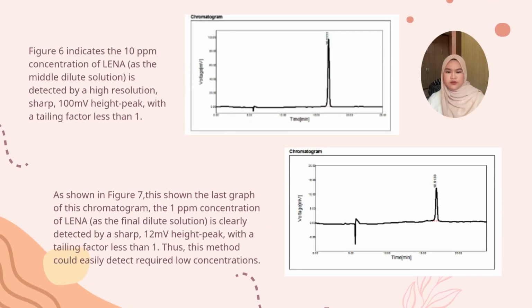Figure 6 indicates the 10 ppm concentration of Lena as the middle dilute solution. It's detected by a high resolution, sharp 100 mV high peak with a tailing factor less than 1. As shown in figure 7, this shows the last graph of this chromatogram. The 1 ppm concentration of Lena as the final dilute solution is clearly detected by a sharp 12 mV high peak with a tailing factor less than 1. This method could easily detect required low concentrations.